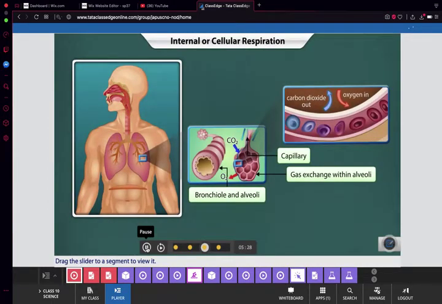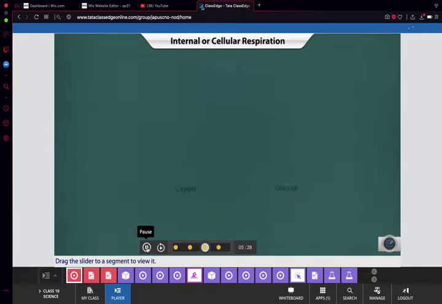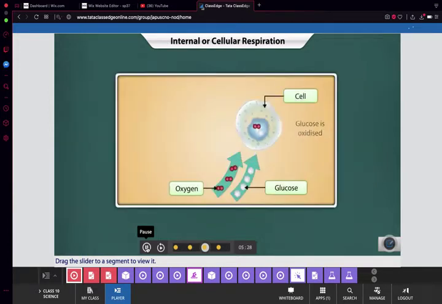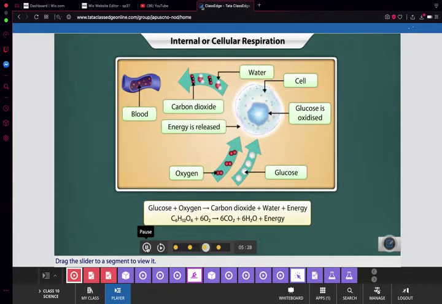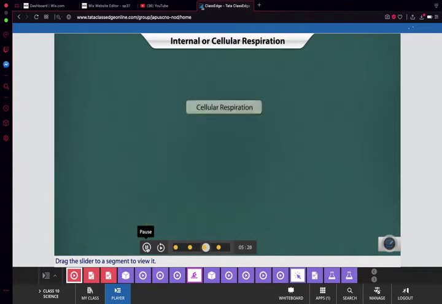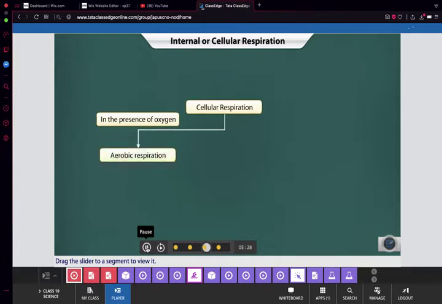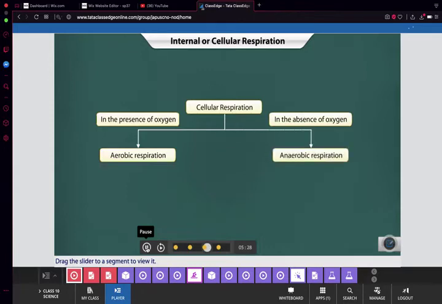Cellular respiration involves the intake of oxygen by the tissue cells followed by the oxidation of glucose. It results in the production of carbon dioxide, water, and energy. When cellular respiration occurs in the presence of oxygen, it is called aerobic respiration. When it occurs in the absence of oxygen, it is called anaerobic respiration.